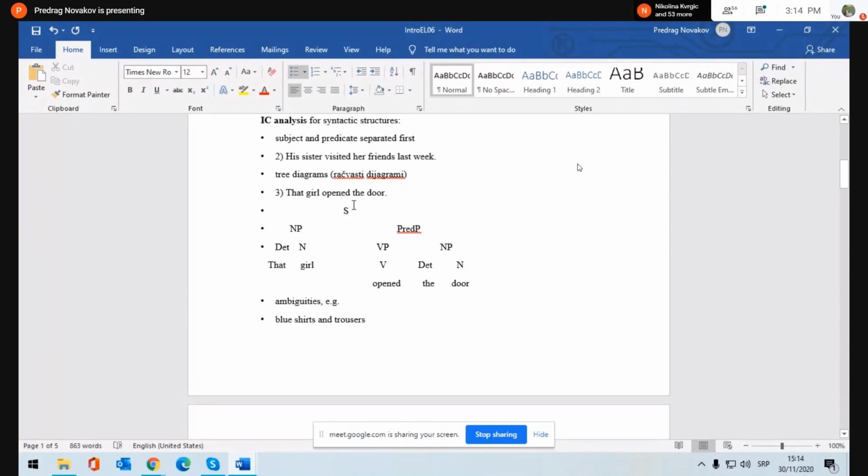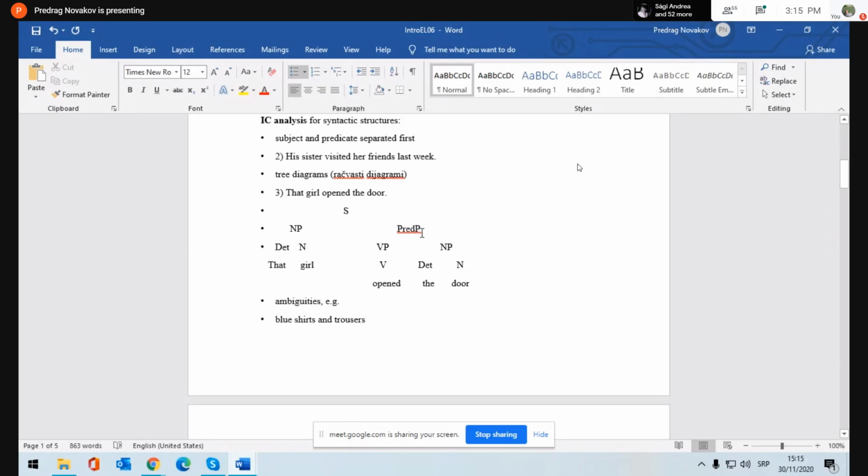So we have a sentence, for example, let's use this tree: that girl opened the door. It's a clause and a sentence, S meaning sentence. You divide it first into the noun phrase, which is the subject, and the predicate phrase. P means predicate phrase. Then the noun phrase is subdivided into determiner and noun, that girl, and you finally write down the determiner and noun below.